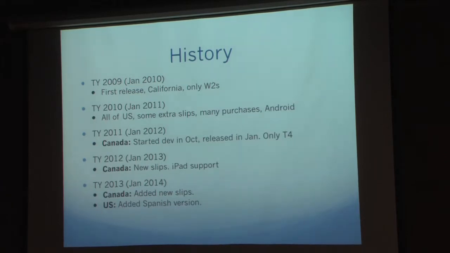And this is kind of a history outline of it. So originally it was built to just take W-2s in the US, which is similar to the T4s in Canada. And it was only released in California. And that first release was actually pretty successful. So I unfortunately don't have the metrics for it, but it had a fair amount of downloads, somewhere in the tens of thousands. And then in 2010, they released it to all of the US. And they also released an Android version at the same time.